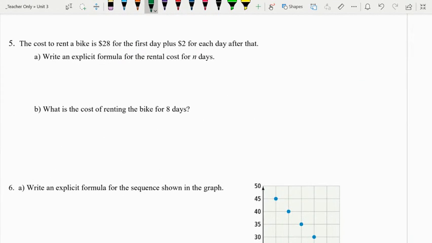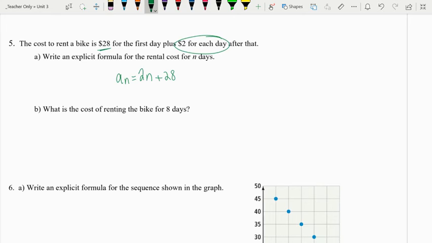The cost to rent a bike is $28 for the first day plus $2 for every day after that. Okay, so for each day, meaning that's kind of like your slope, right? So I know that's my slope, and 28 is where you start. So this would be my formula. Okay, again, very similar to what you would have done in last unit.